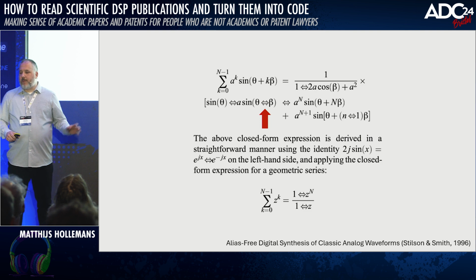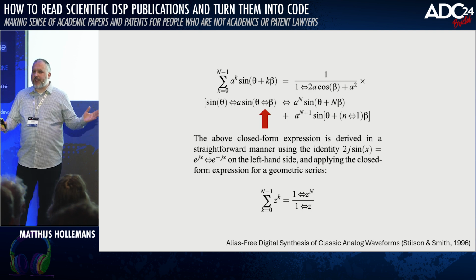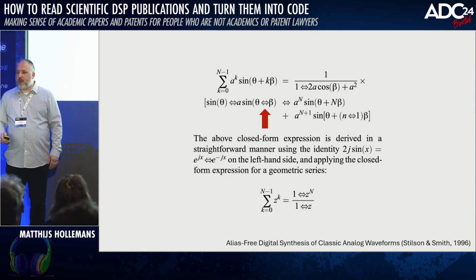So this is the Blit paper by Stilson and Smith. And when I started reading this, I got pretty confused about this math notation here, especially those double arrows. No idea what that meant. Turns out there needs to be a minus sign. So if the math is confusing, it might just be a problem with the typesetting in the paper.